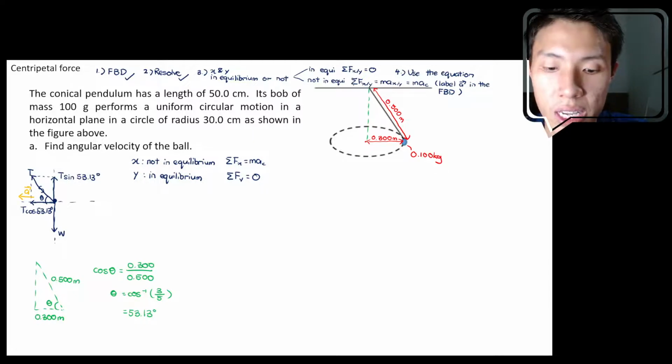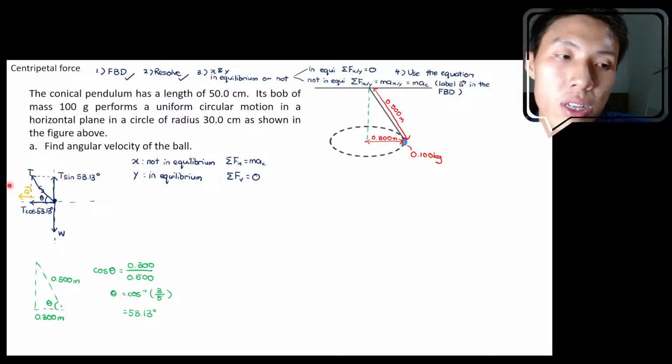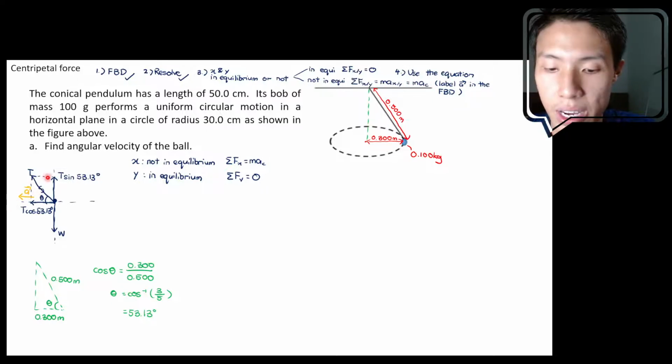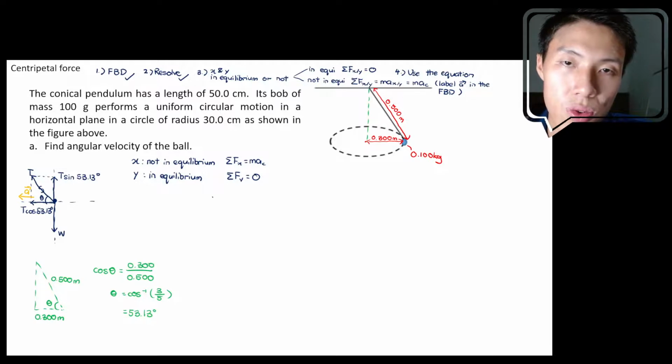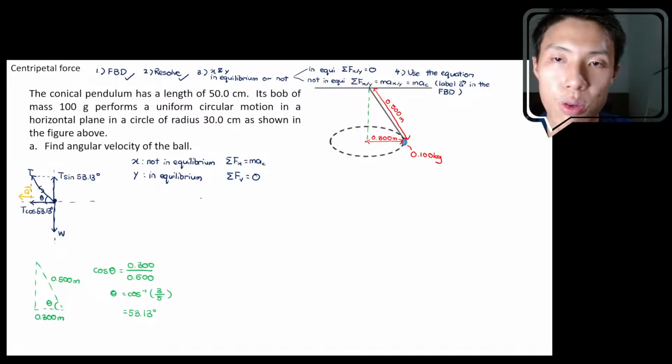Okay, so this is step 3 over here. You check whether they are in equilibrium or not in equilibrium. Then you do the appropriate steps. If it's in equilibrium, it equals 0. If it's not in equilibrium, it equals m times the centripetal acceleration. Make sure to label the direction of acceleration in the free body diagram. Once you are done, you can proceed to use the equation that you have selected.